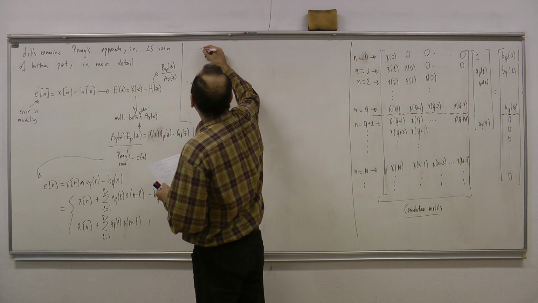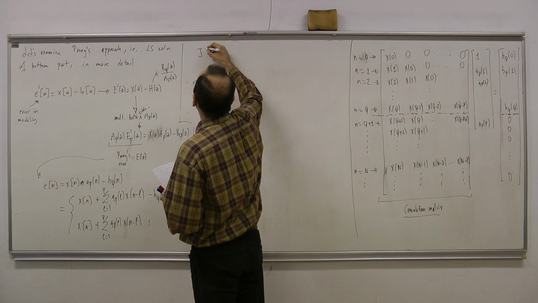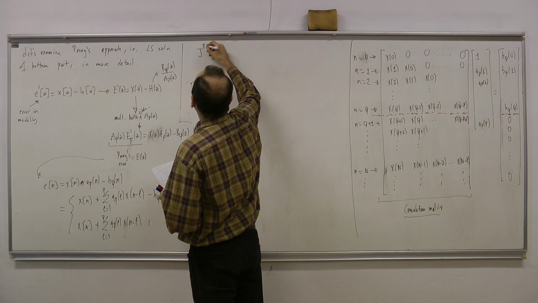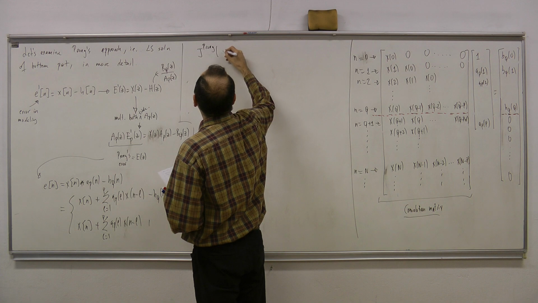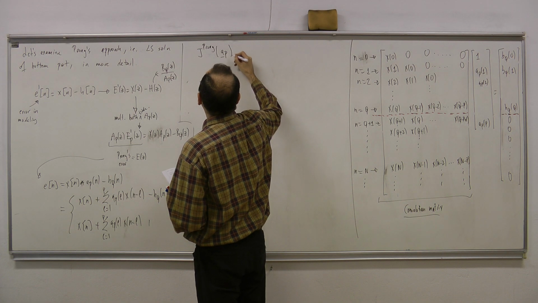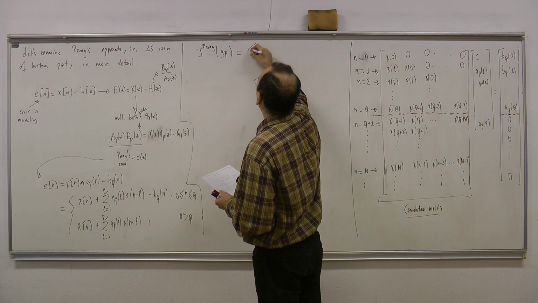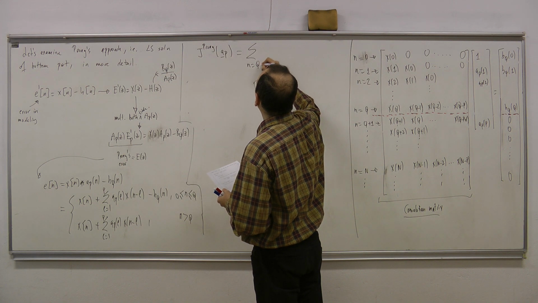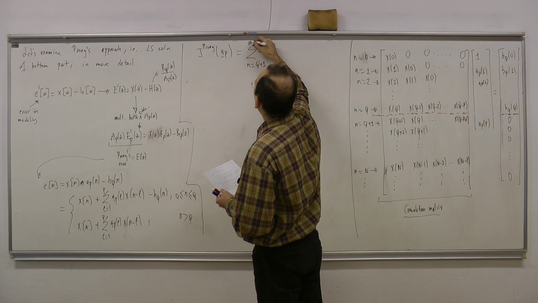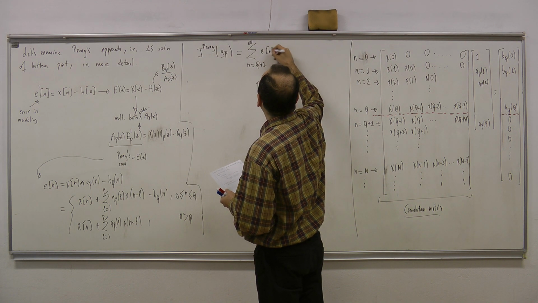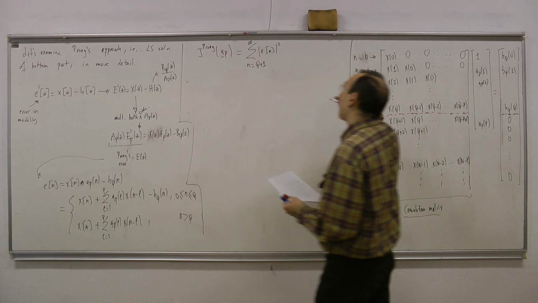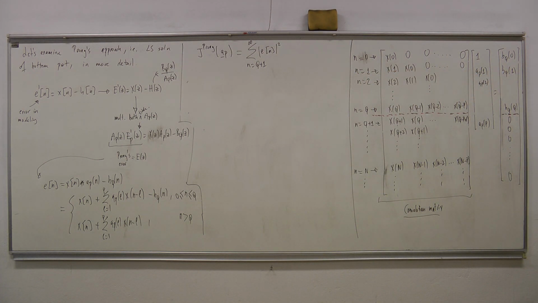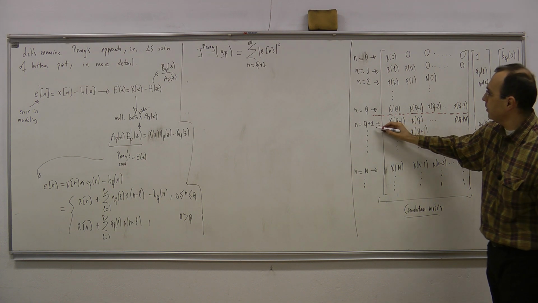So let me define an error. This is for Prony. This is a function of a's. Okay? So I will define J as the sum for n equal to q plus 1 up to infinity of the magnitude square of e of n. Okay? So as you see, nothing different.